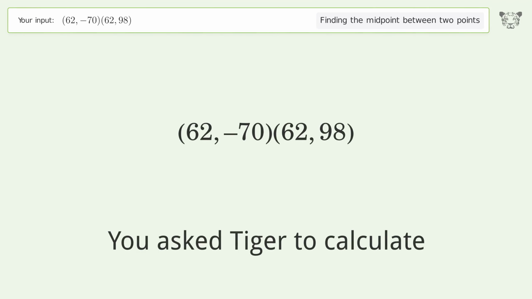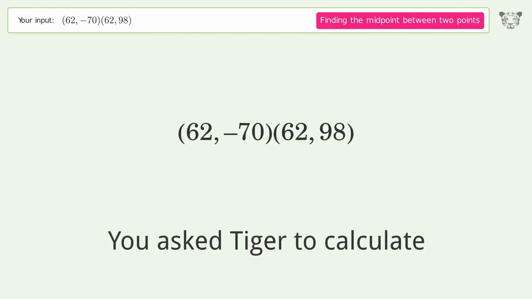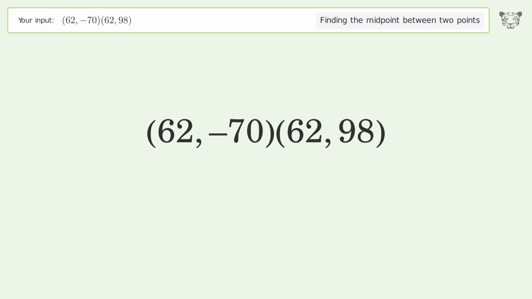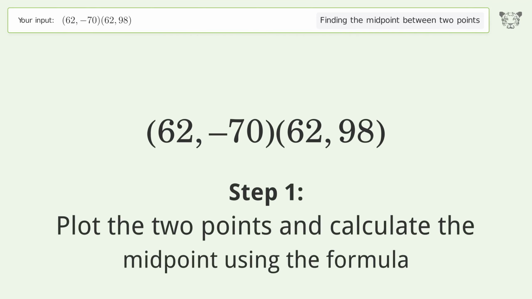You ask Tiger to calculate. This deals with finding the midpoint between 2 points. The midpoint between the 2 points is 62,14. Let's solve it step by step. Plot the 2 points and calculate the midpoint using the formula.